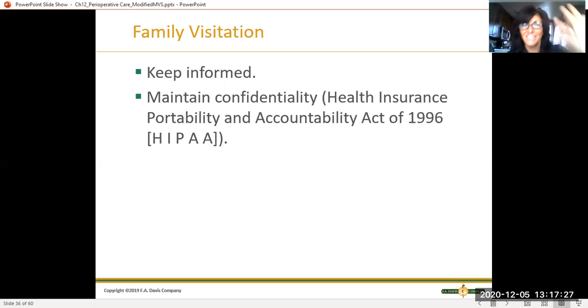So if the patient hasn't designated a healthcare surrogate, then the next of kin is the one that we speak to, and it depends on the marital status and so on and so forth.